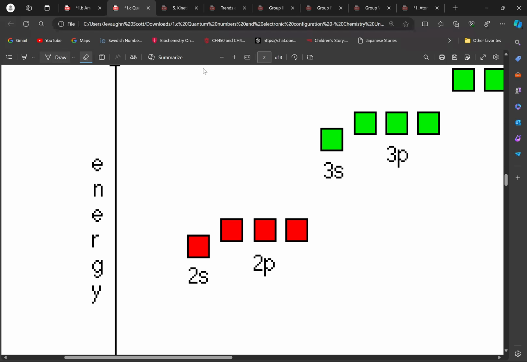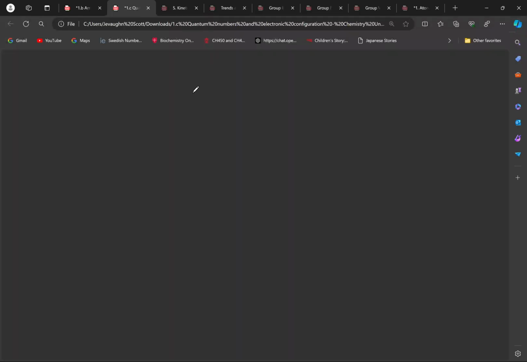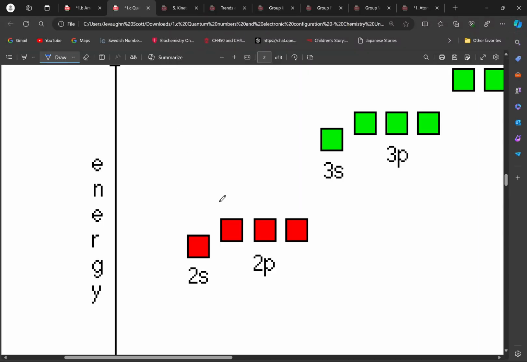Hund's rule states that if we're filling a subshell, we must fill all the single electrons first. We put all of them in the orbitals first. We fill it like that. That is what Hund's rule is saying.